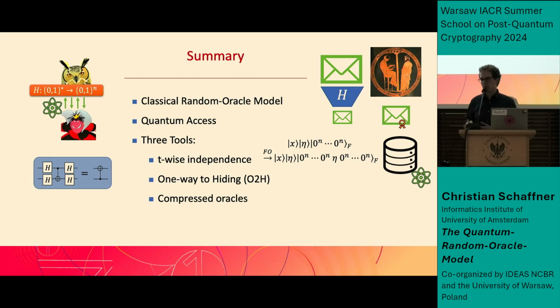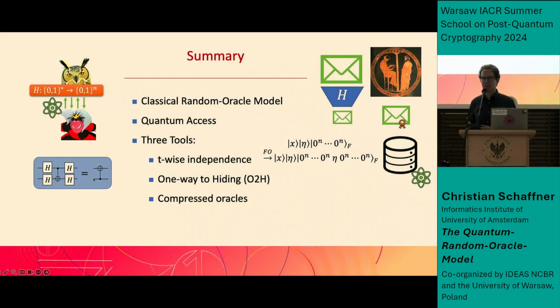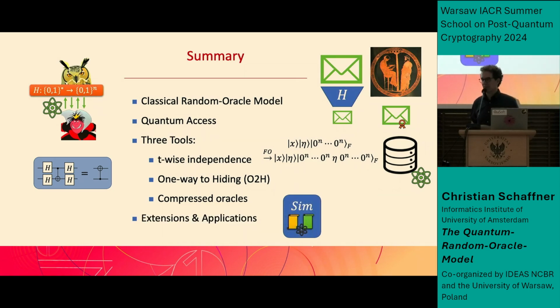For now, I've shown you these three tools: independent functions, the one-way to hiding lemma, and finally the compressed oracles. Never forget about the circuit identity. I think they might come in handy at some point. And then, I think there are many more things to discover in this area, and hopefully this will lead to establishing quantum security of more constructions.